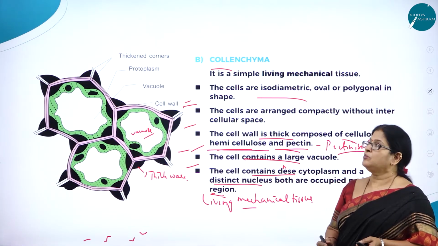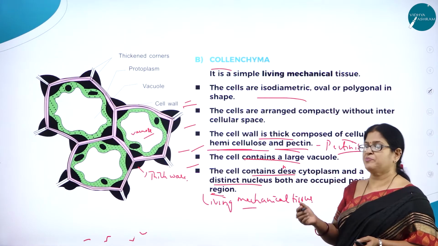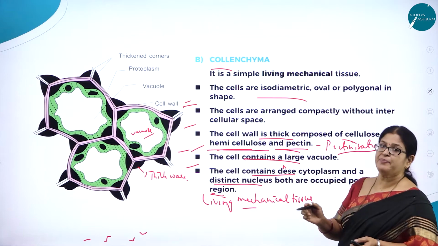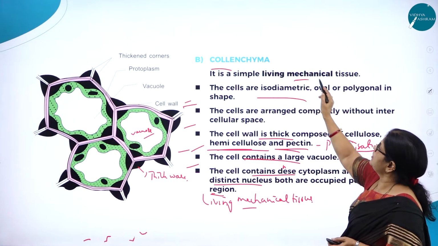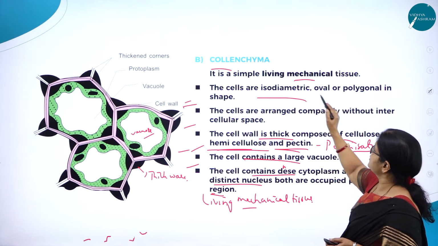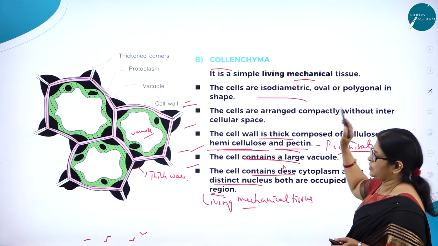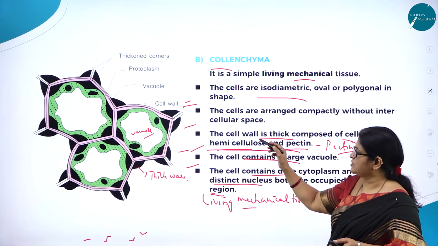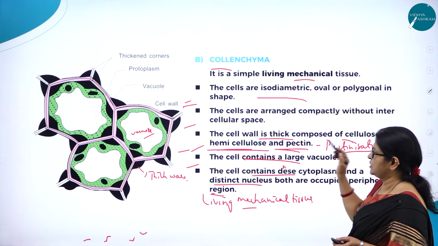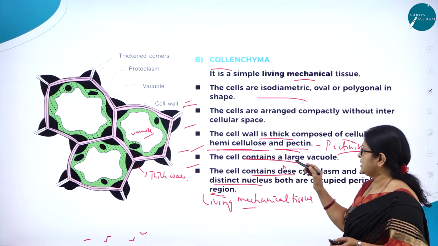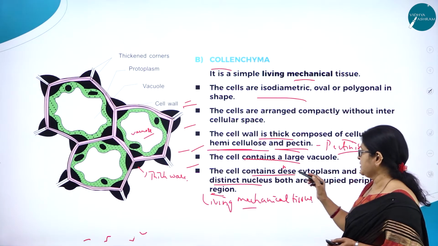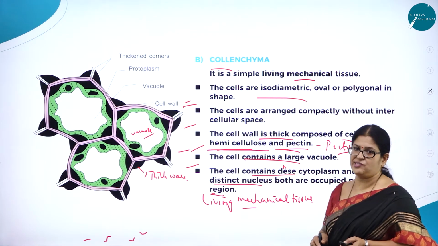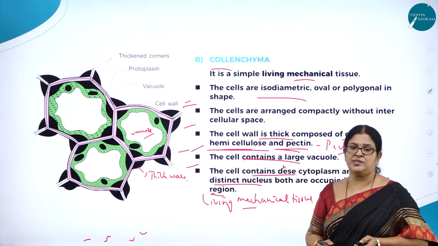So let us brief up as to what are the characteristic features of this collenchyma. It is a simple living mechanical tissue. The cells are isodiametric, oval or polygonal in shape. The cells are arranged compactly without any intercellular spaces. The cell wall is thick, composed of cellulose, hemicellulose and pectin. The cell contains a large vacuole. The cell contains dense cytoplasm and a distinct nucleus. Both occupy a peripheral region. So this is the second simple permanent tissue.